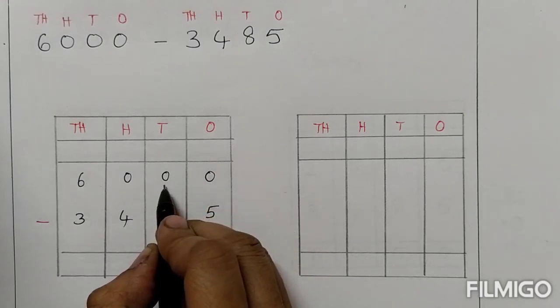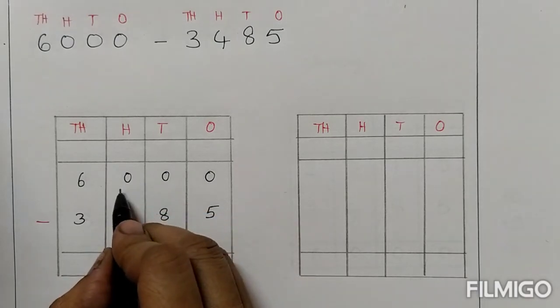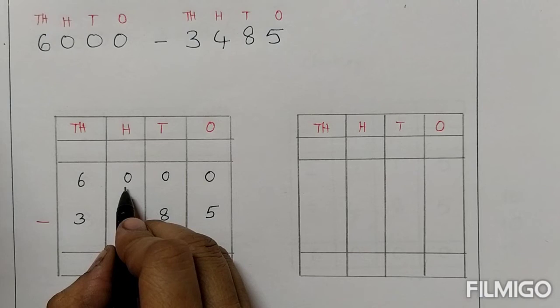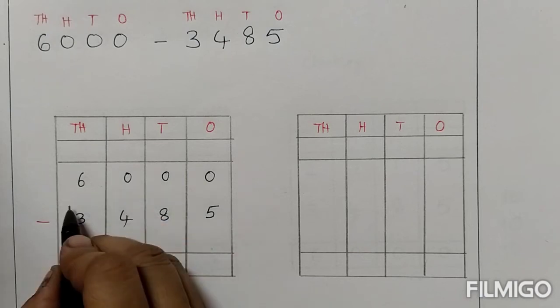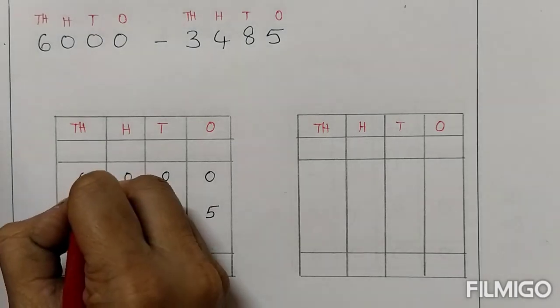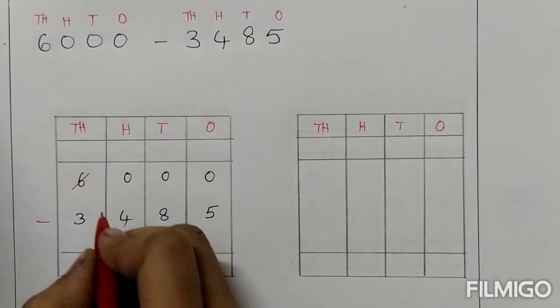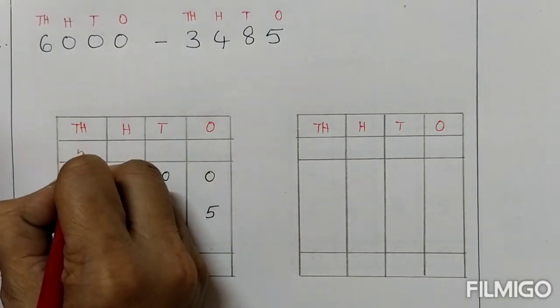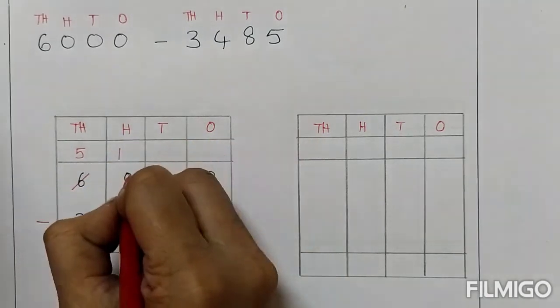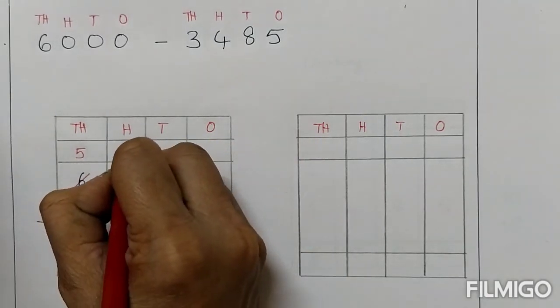Here also we are having 0. Then go to the neighbor's column, that is hundreds column. Here also we are having 0. Then go to the thousands column. From here we'll borrow 1. Now this number becomes 5 and this 1 will sit in hundreds column and 0 here.